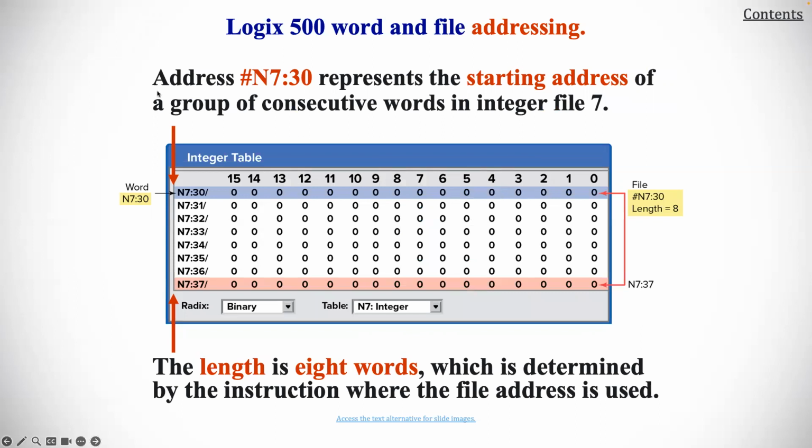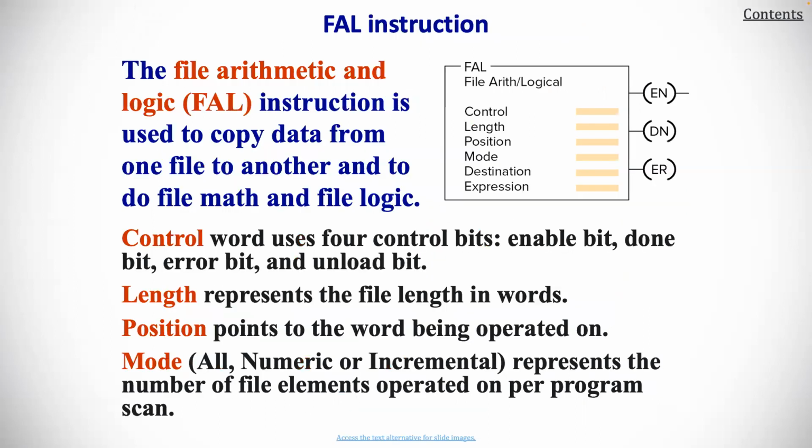And so for a specific address, it represents the starting address of a group of consecutive words in the integer file 7. The length is 8 words, which is determined by the instruction where the file address is used. So those are all things that you can be pulling out.